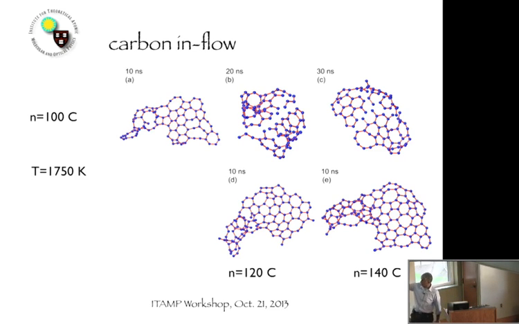So this is what we would find. If you start with 100 carbon atoms, at about 10 nanoseconds, you form this. The temperature, as I said, is close to 2,000 degrees Kelvin. And you would form many carbon rings, including sometimes hexagons and in this case pentagons too, so irregularly shaped rings. At about 20 nanoseconds, you would begin to see curvature.